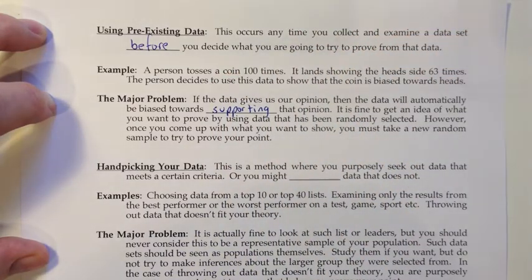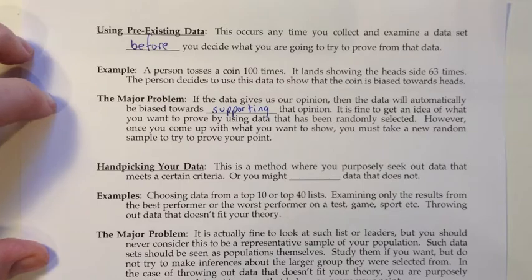It's fine to get an idea of what you want to prove by using data that has been randomly selected. However, once you have come up with what you want to show, you must take a new random sample to try and prove your point rather than using the data that formed that opinion in your mind in the first place. For example, with our coin here, what we should have done was just check to see if the coin was biased towards heads or tails. But by flipping it first and getting the opinion that it was heads, that makes it more likely that we'll make a mistake. It would have been okay to look at just heads if we got our opinion from these first 100 tosses, but we need a new 100 tosses as our data to test that theory.